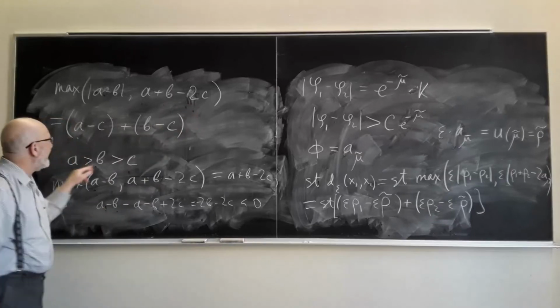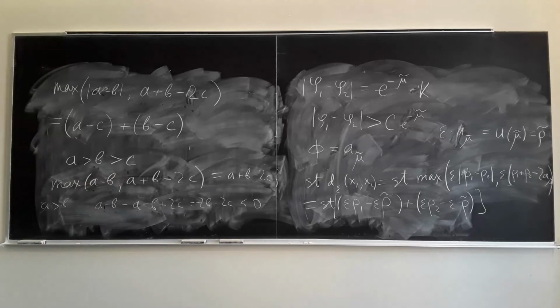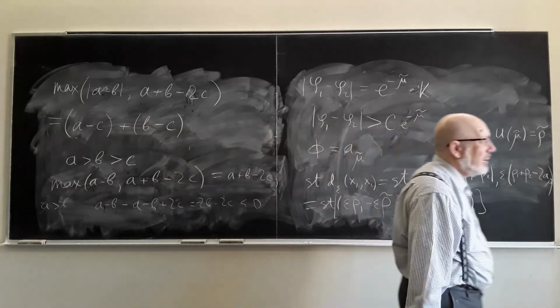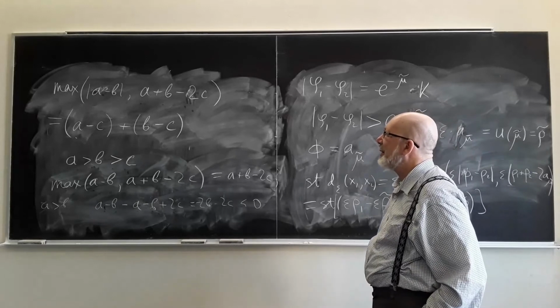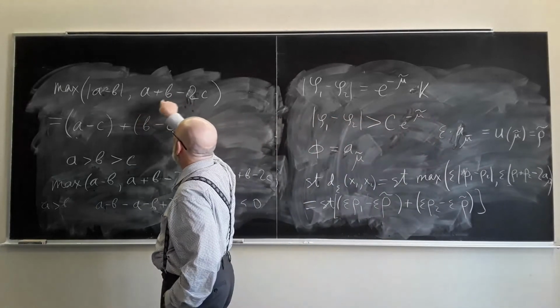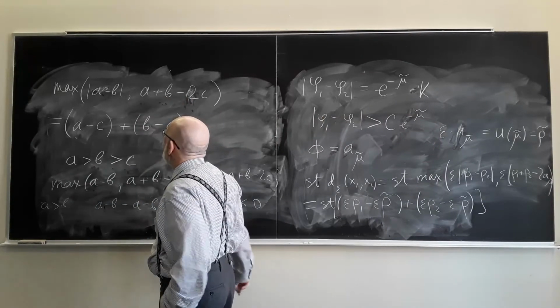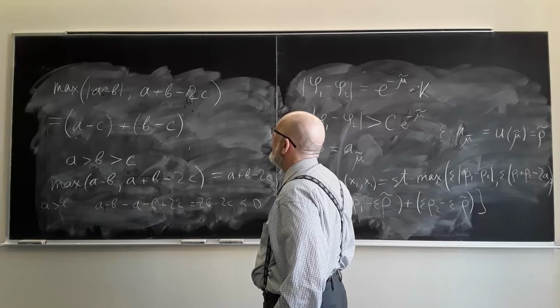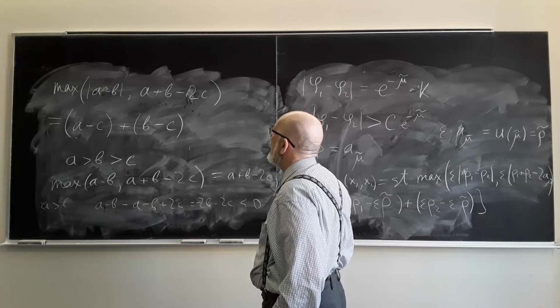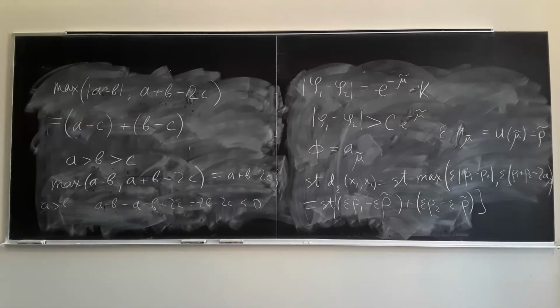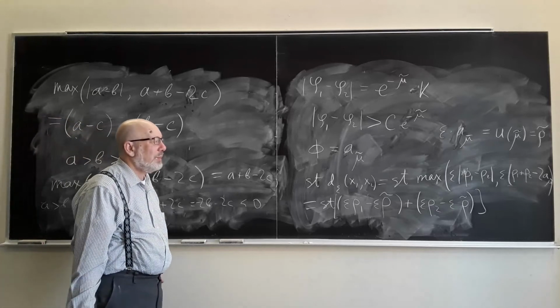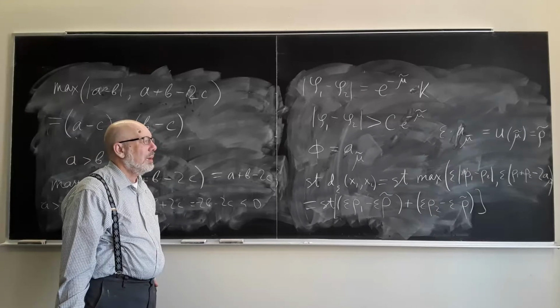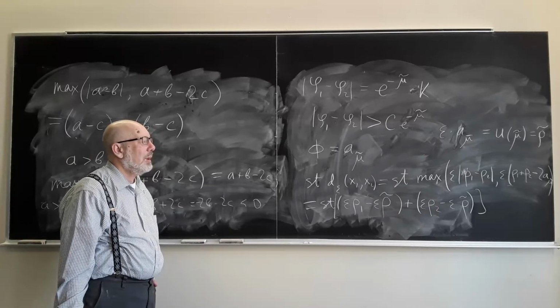So all in all we have 6 different combinations, 6 different orders of the size of them, and I leave you to check it yourself that for all 6 cases this maximum is this. One moment. Is it correct? A minus B.